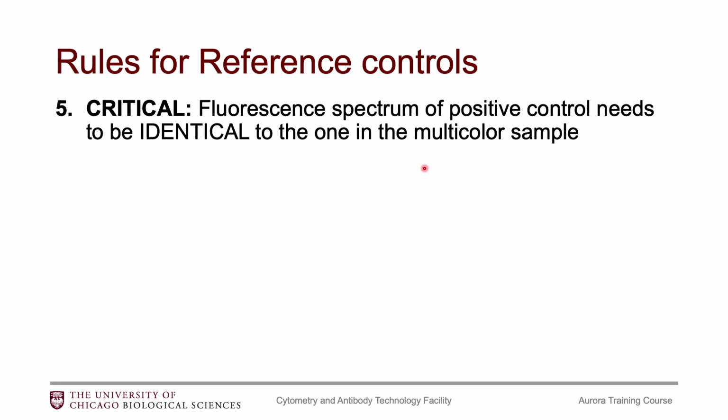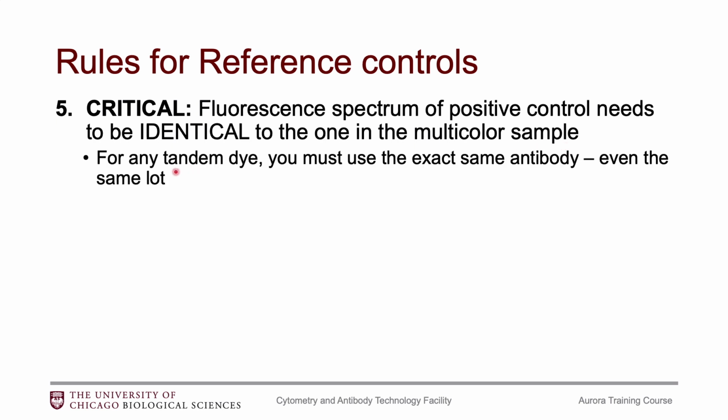Rule number 5 is another critical one that I see a lot of people messing up. Fluorescence spectrum of the positive control needs to be absolutely identical to the one in the multicolor sample. There's also special considerations based on what type of fluorophore you have. If you have a tandem dye, for example, APC-Cy7, PE-Cy7, PE-Dazzle, you'll notice they have dashes in their name. In that case, you must be sure to use exactly the same antibody, even exactly the same lot.